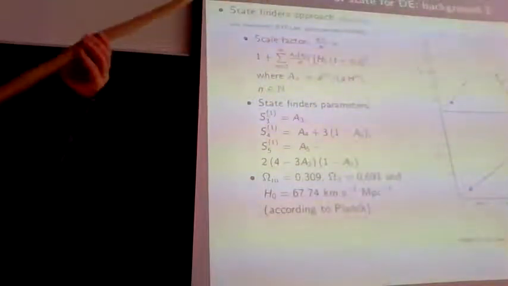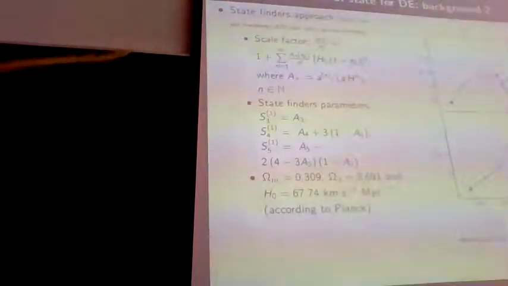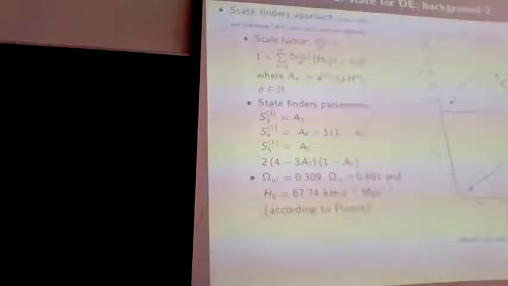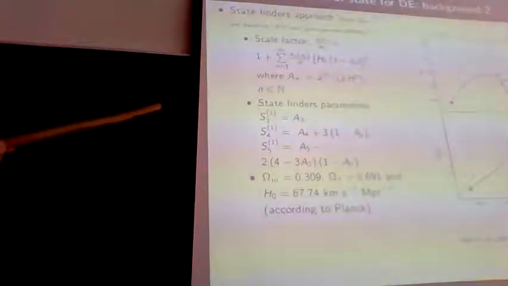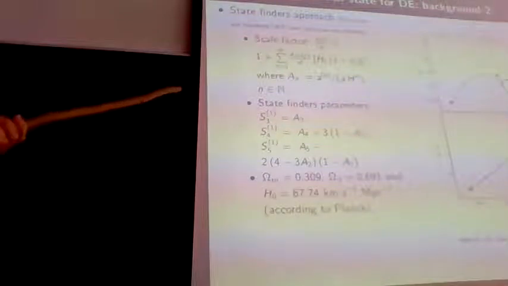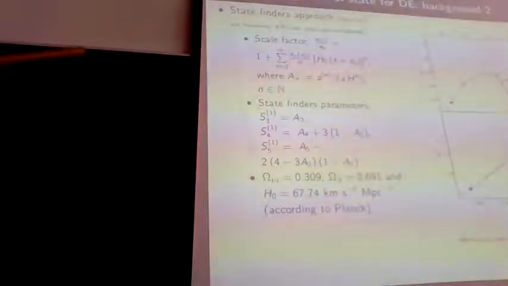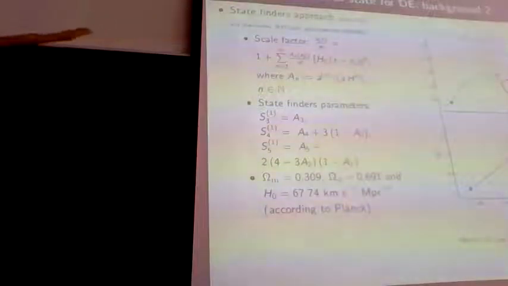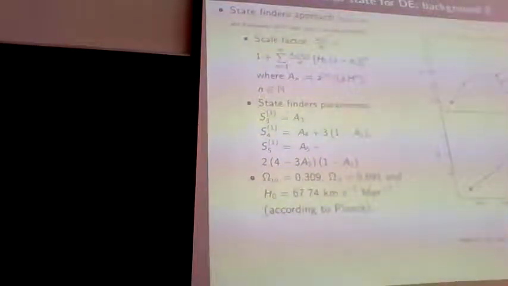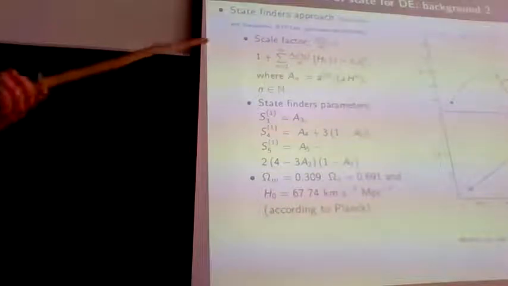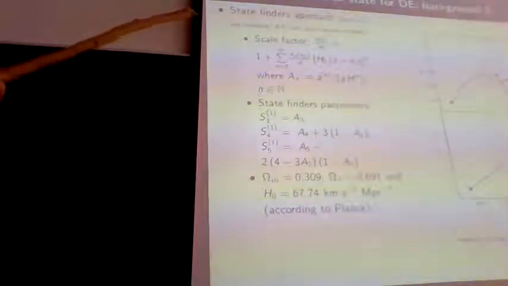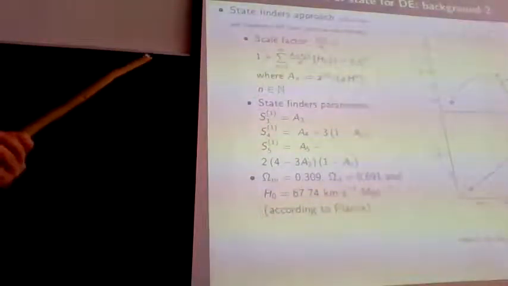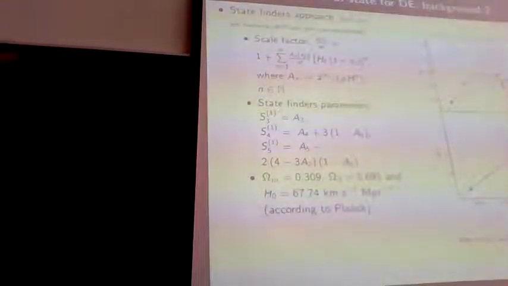So if we could somehow characterize all those Taylor expansions, we could describe the expansion of the universe. This idea has been known for a while, and Varun Sahni, together with Alexei Starobinsky and some other collaborators, did that Taylor expansion in a smart way. By smart, I mean essentially that the different values take the value one for lambda CDM. So as soon as we see something that moves from one, we know that it's not lambda CDM.